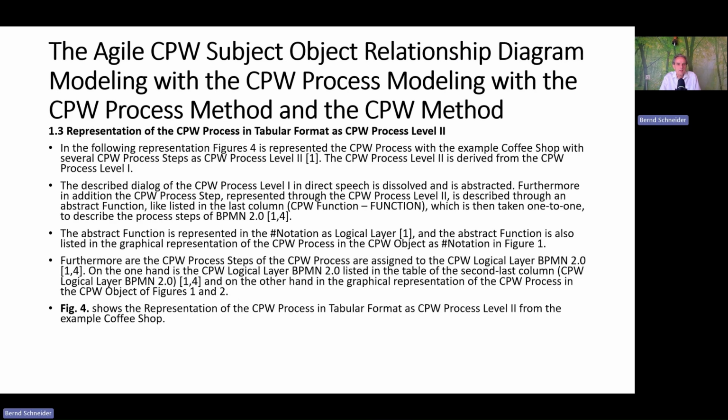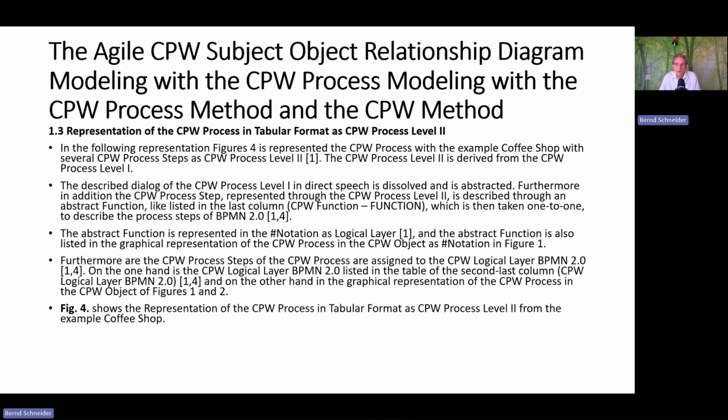Now we have the representation of the CPW process in tabular format as CPW process level 2. In the following representation, figure 4 is represented the CPW process with the example of coffee shop with several CPW process steps as CPW process level 2.